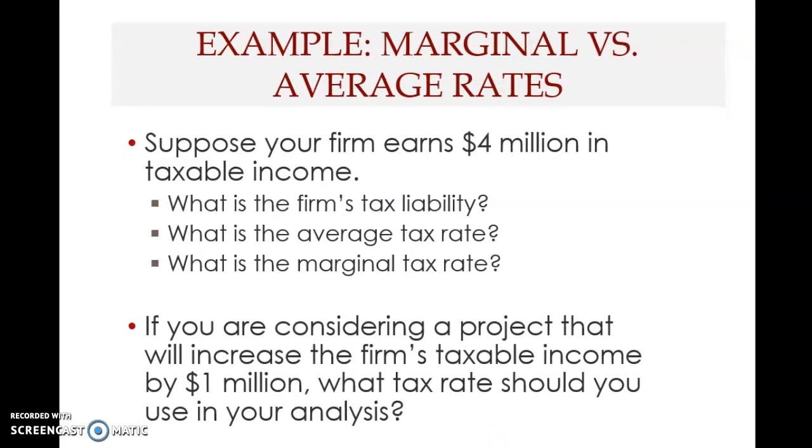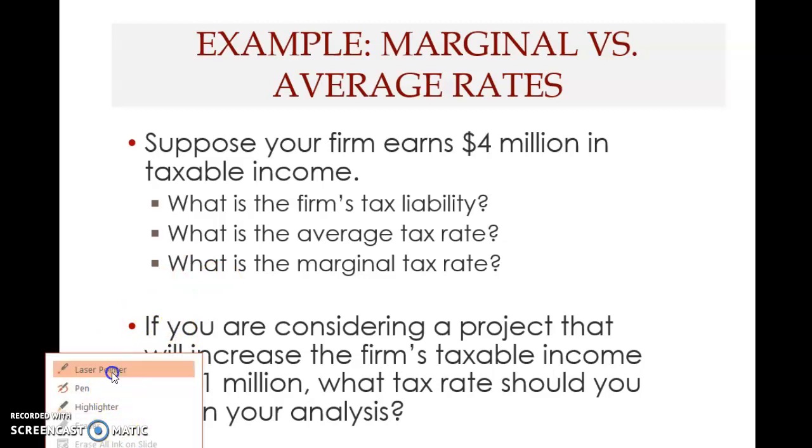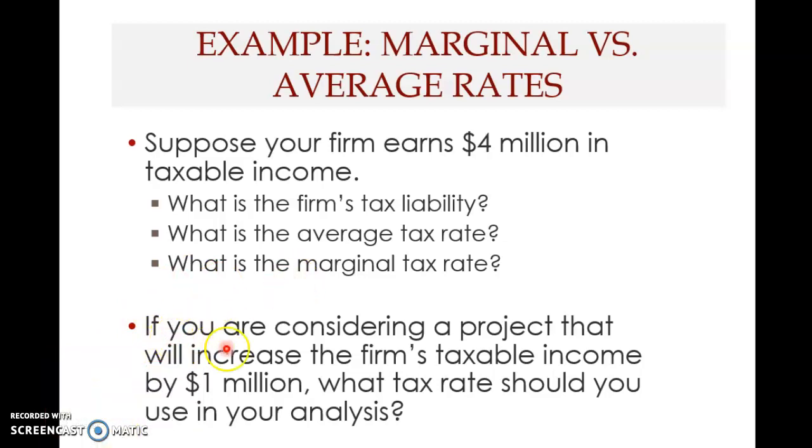Alright, now we have finished this and we come to the second part of the question. We have addressed the second part of the question anyway, but we will go through this. If you are considering a project that will increase the firm's taxable income by 1 million, what tax rate should you use in your analysis? You would still use the marginal tax rate, not the average tax rate. The marginal tax rate is still 34%.